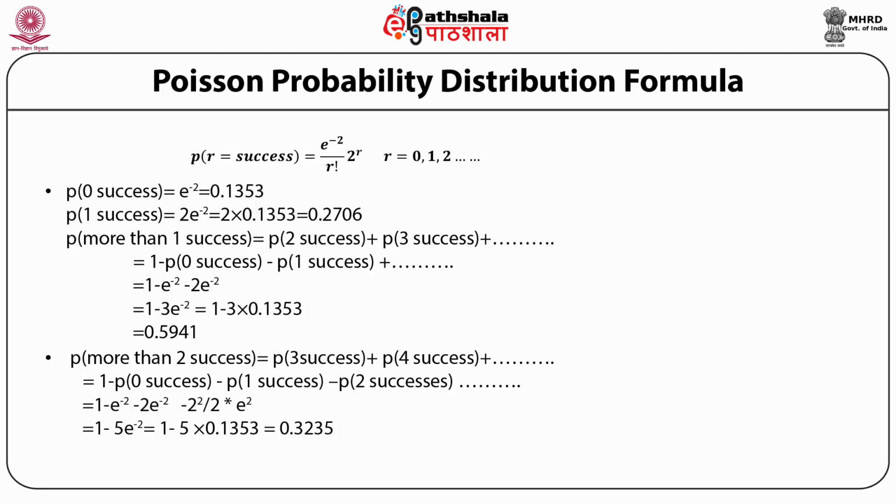And in this way you will solve and have the answer. Now, probability of 3 successes, only 3 successes. So e raised to power minus lambda, lambda raised to power r upon r factorial, or e raised to power minus m, m raised to power r upon r factorial. So solve it and have the answer.